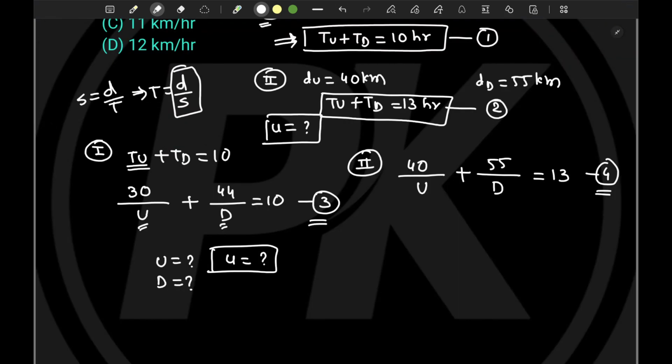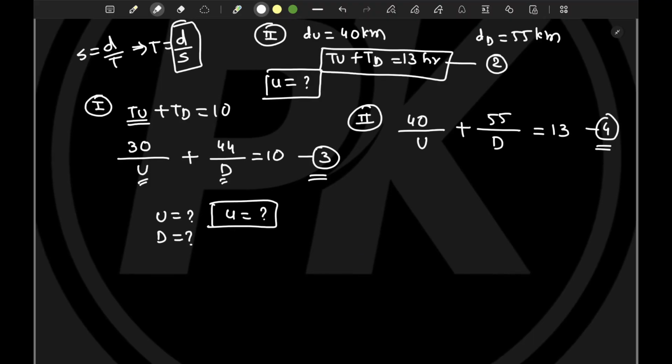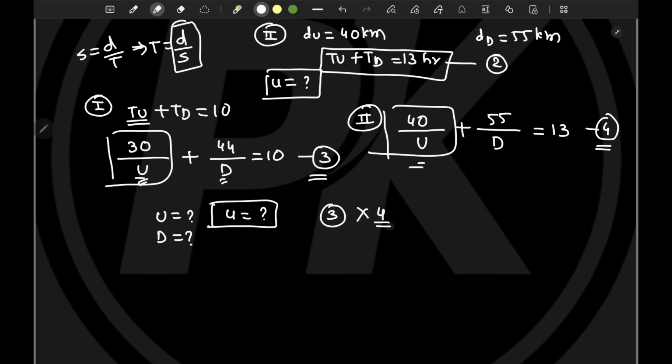From equation number 3 and 4, either eliminate u or eliminate d, find one of them, and from one of them we can calculate the speed of the boat. Now how to do it? Let's try to eliminate one. 40 and 30 look close by, so let us try to find a common factor between these two so that it will be easy for us. So I'll multiply equation number 3 by 4, and equation number 4 by 3.